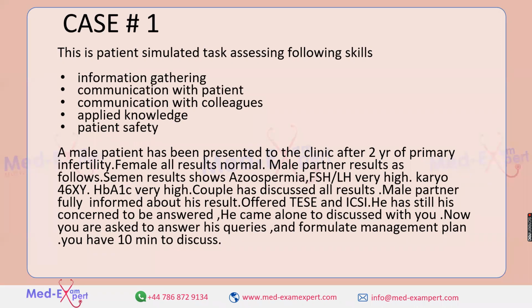If he's along with his female partner, it means he's quite comfortable. He came to know about his report with his female partner, so there's no need for confidentiality with the partner. However, you may need confidentiality with other colleagues. He may not want to disclose to the GP, who is his friend. Mostly they come alone, because in the exam they want to check whether you will touch this point or not.